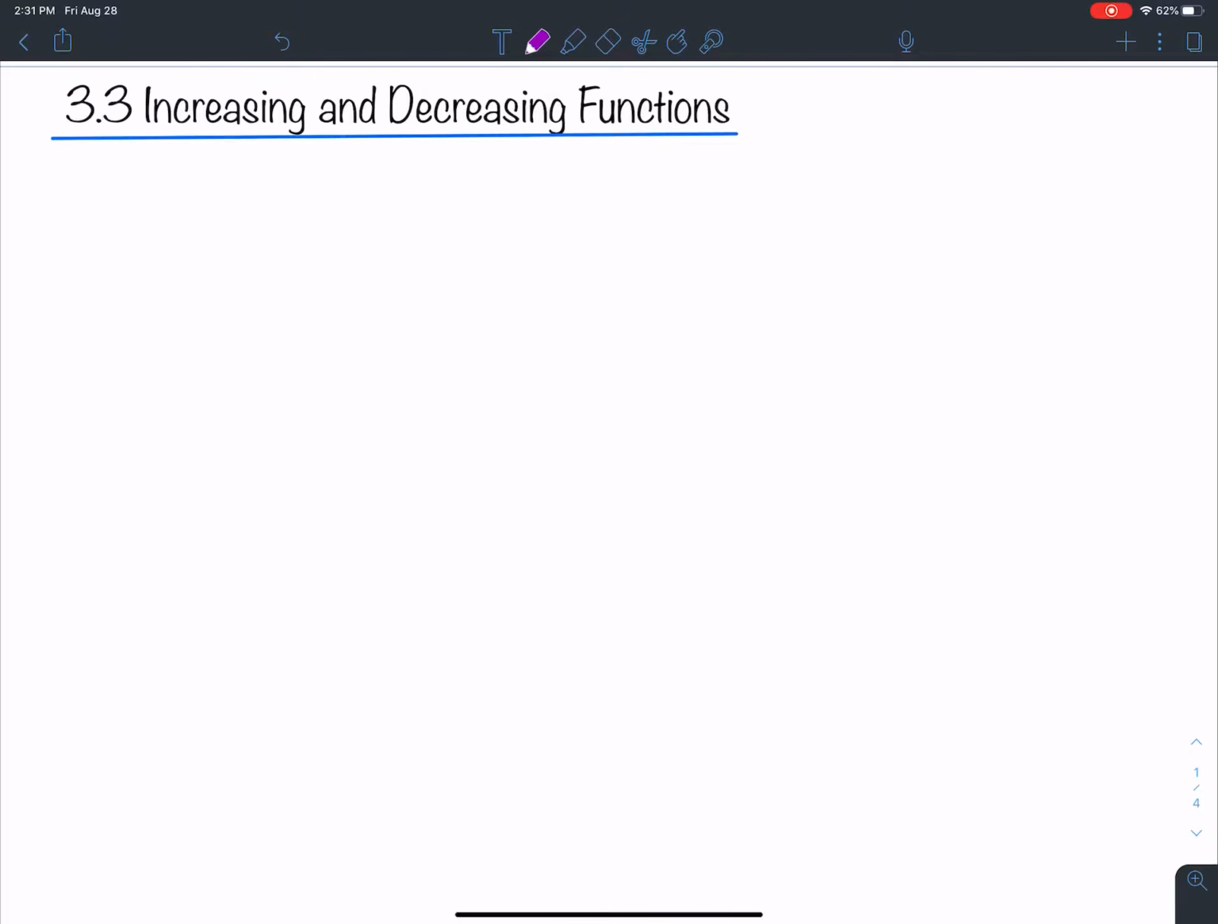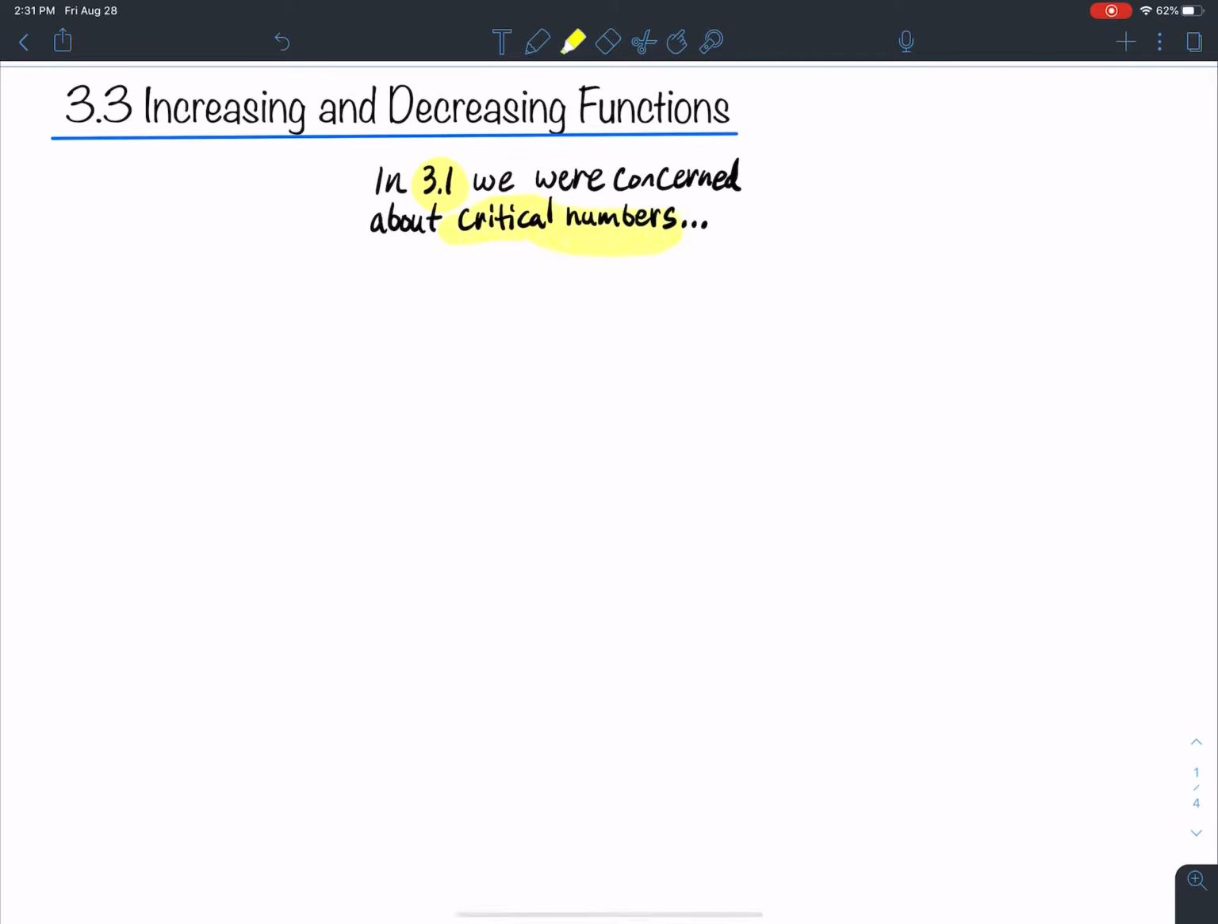So here we're going to talk about increasing and decreasing functions. This is section 3.3. In 3.1, we were concerned about the critical numbers. If you recall, a critical number was whenever we had a C value such that f prime of C gave me 0, or it was undefined, did not exist, and then it would be a critical number. So that's what we were concerned with in 3.1.